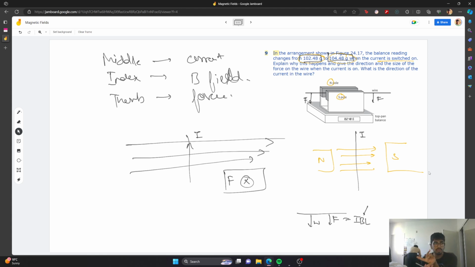So we already know that the thumb points downwards, right? And the B field must point from north to south, right? And if it does that, then we can see that the current direction is going from this side to this side. So you can do some visualization and try to do this. It can be a little bit tricky, but once you get used to it, it will be easier. Okay.